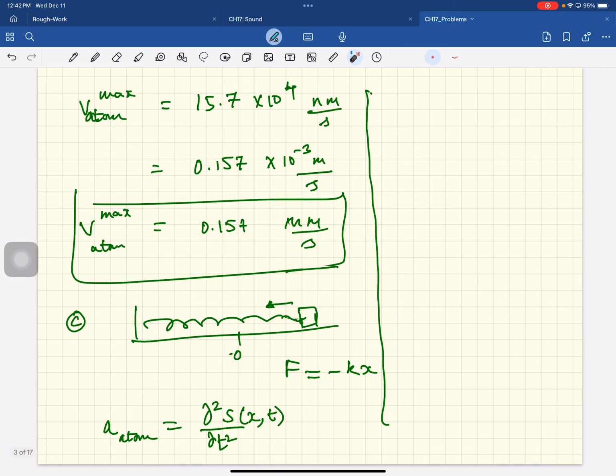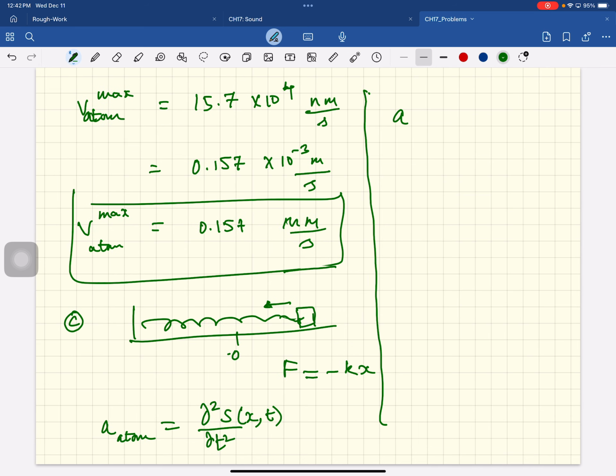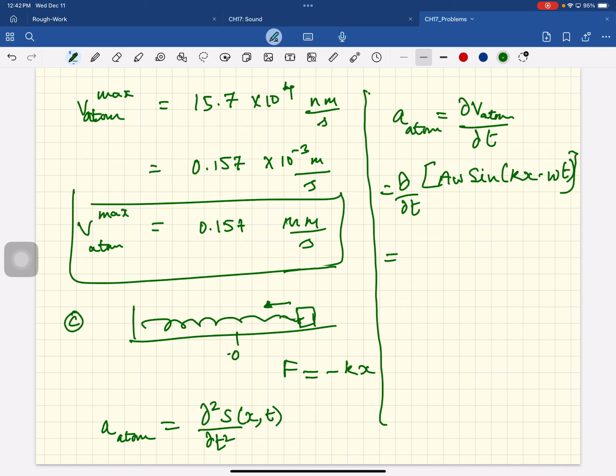So acceleration is del v atom by del t, which is del by del t of a omega sine(kx minus omega t). The derivative of sine is cosine, and then from the chain rule, when you take the derivative of the argument, you get a minus omega. So you get minus a omega squared cosine(kx minus omega t), and a max will correspond to a omega squared. The sign is just telling you the direction of the acceleration.